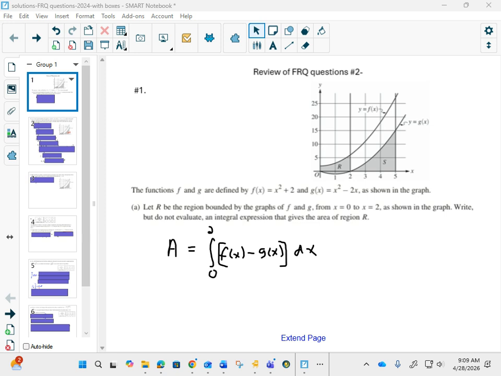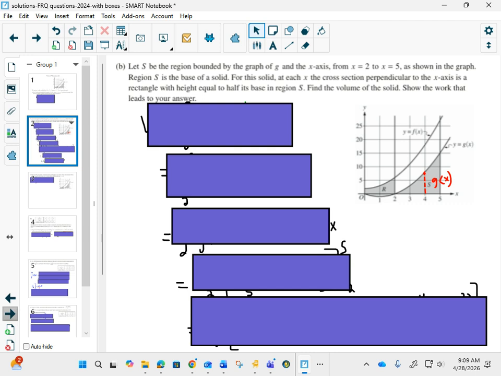So you just take f of x minus g of x, no problem there. So often in these long answer questions, it starts off with something relatively straightforward, and then the questions will get a little bit more complicated as we go.